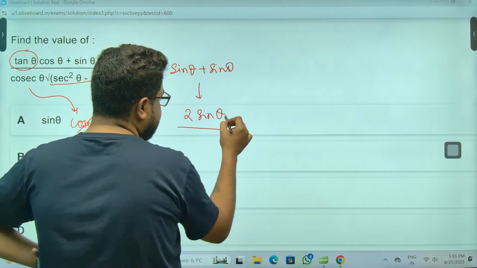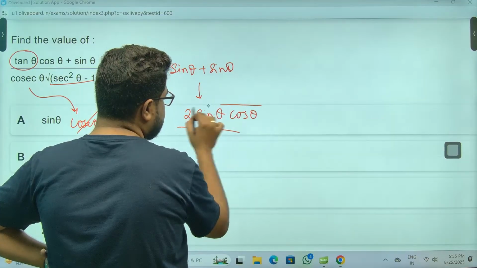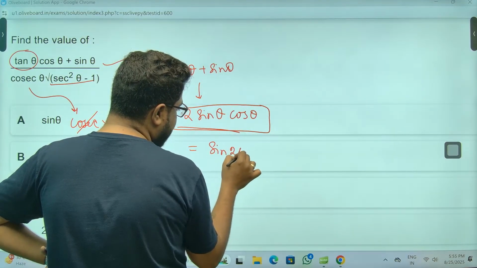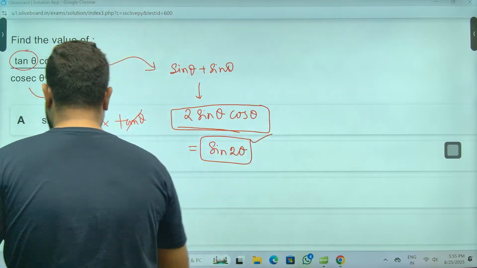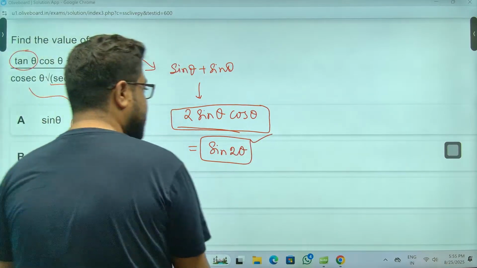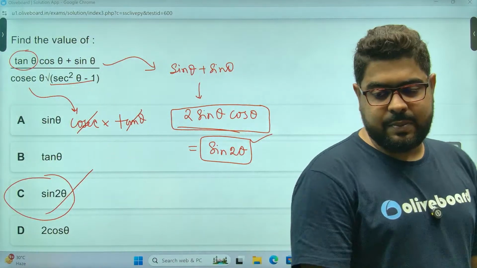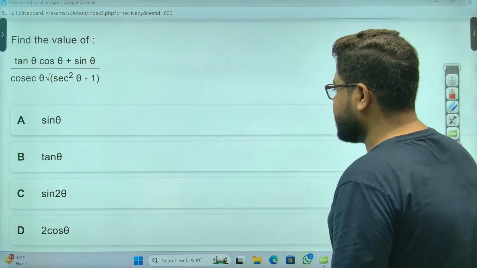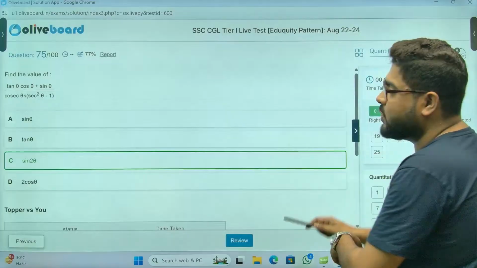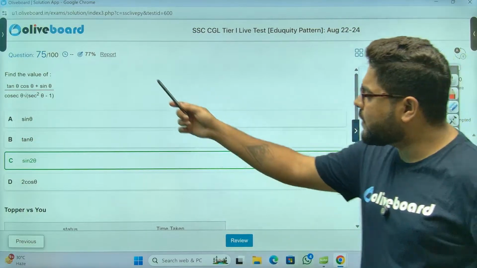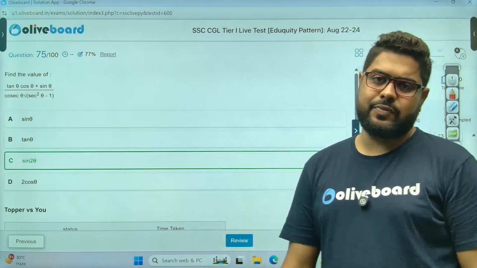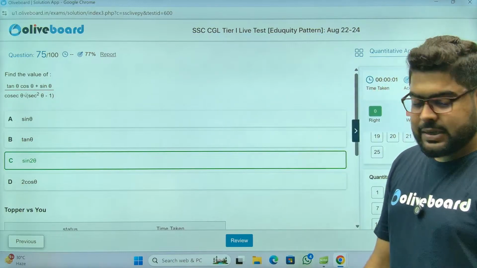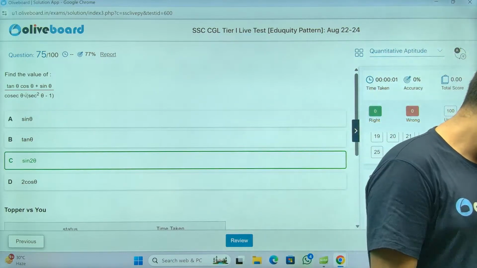1 by cos remaining means going up, we get 2 sine theta cos theta. Everybody knows this as the sine 2 theta formula, a multiple angle formula. So the answer is option C, which is sine 2 theta. That's the answer. Again, if you want, you can do it by putting values as well. That also works wonderfully.